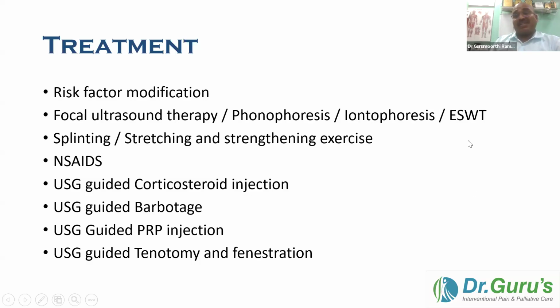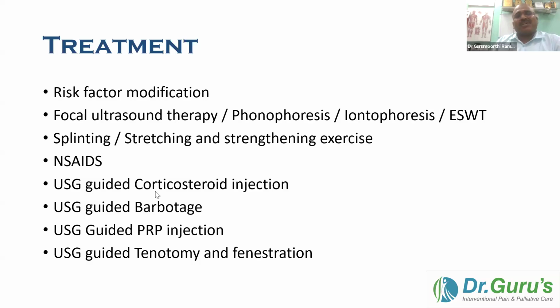Yes, most of you may be knowing ESW, external shockwave therapy, right? Shockwave therapy is very useful for calcific tendinopathy, and it has very good results there. Again, the backbone of all tendinopathy treatment is stretching and strengthening exercise. If it is not responding, for acute cases, you can use NSAIDs. There are a few procedures which we can do just to have short-term pain relief. Whatever interventions we do, they may have long-term results, but they predominantly have a role in the short term, right?